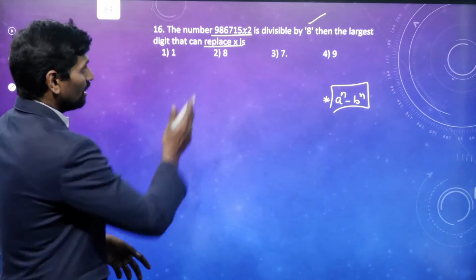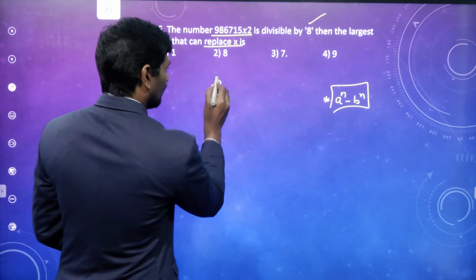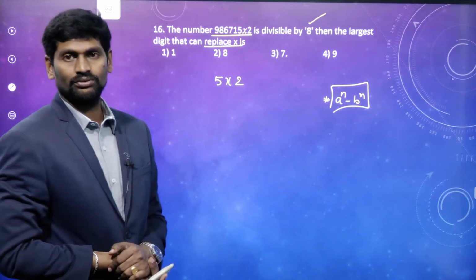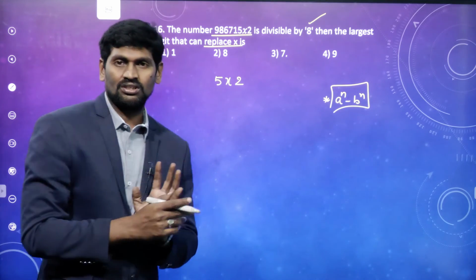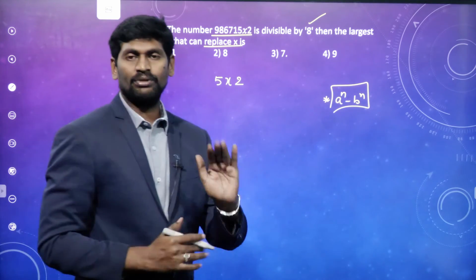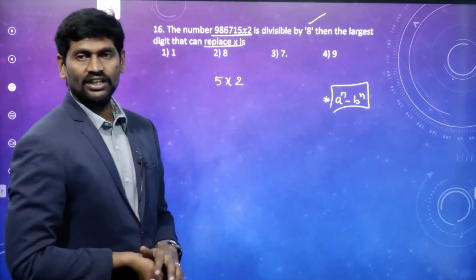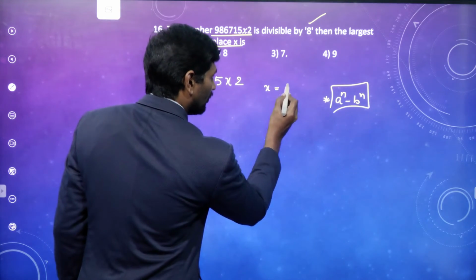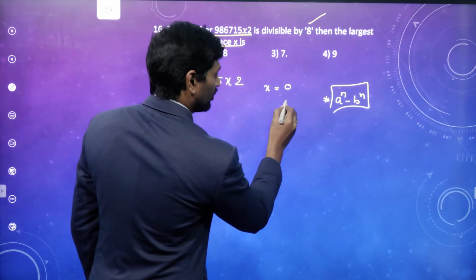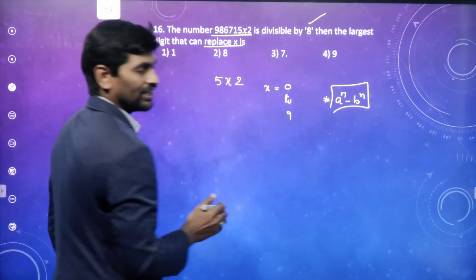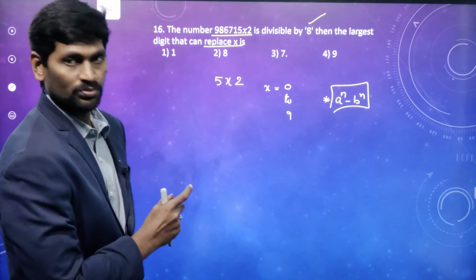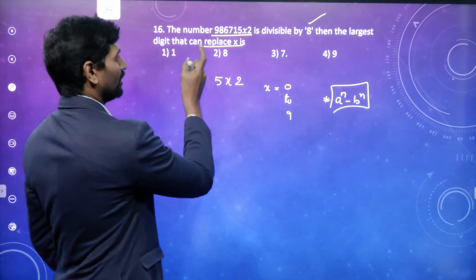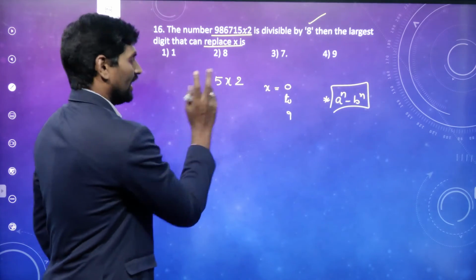Let us see this. What are the last 3 digits here? 5, x and 2. There is no presence of zeros, so we can neglect zeros. Remaining, multiples of 8 we should take. In the place of x we can take 0 to 9. If you take 10, it is a 2-digit number, which is not possible. So 0 to 9 we can use here. What is the highest number which makes it exactly divisible by 8?